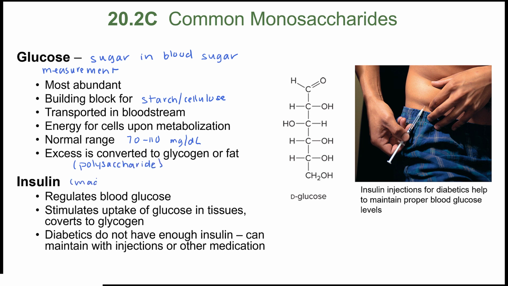Insulin is made in our pancreas. It regulates blood glucose, stimulates uptake of glucose in tissues, and then converts it to glycogen. Diabetics do not have enough insulin, and they have to maintain their insulin levels with injections or other medications. So there's a picture here of a patient using insulin injections in order to maintain proper blood glucose levels.